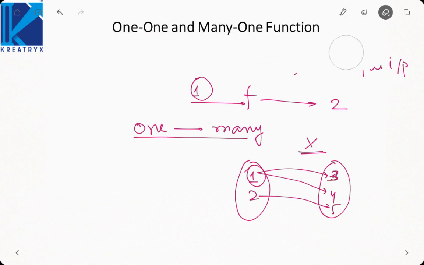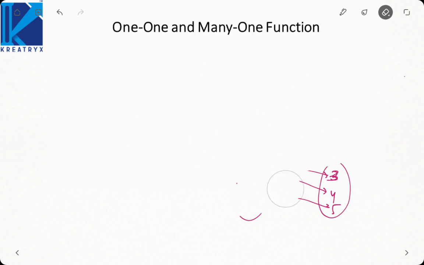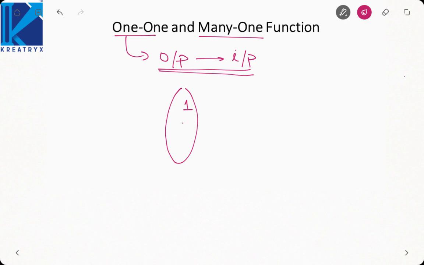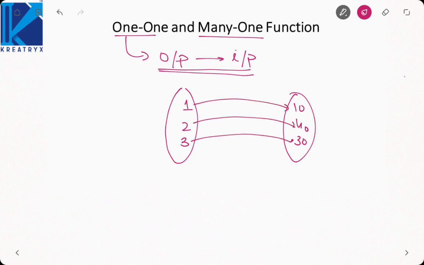Then what can be a function for which we have a unique output for unique input? That is, there are two categories, one-to-one and many-to-one. One-to-one means every output is associated with one input. Okay. An output cannot be associated with two inputs. That is a mapping like this. Let me say 10, 40, 30. Okay. Any output or any element in the range is only associated with one element in the domain. That is known as one-to-one function.